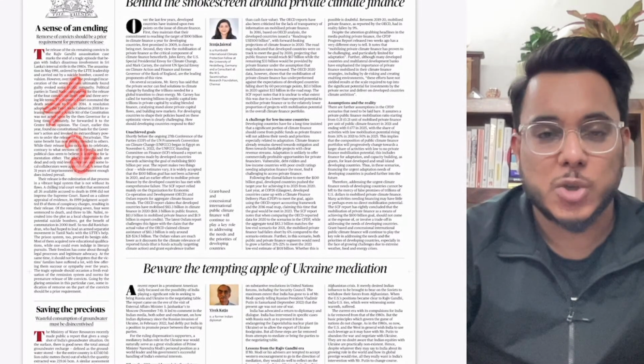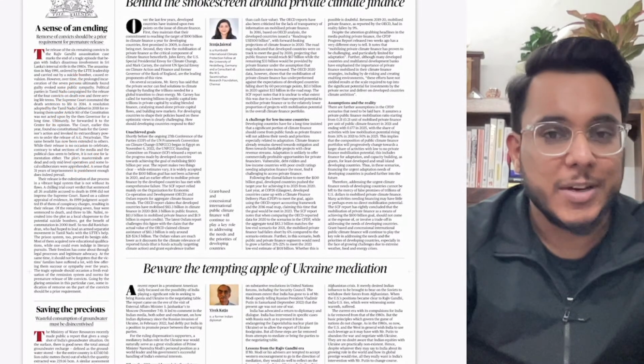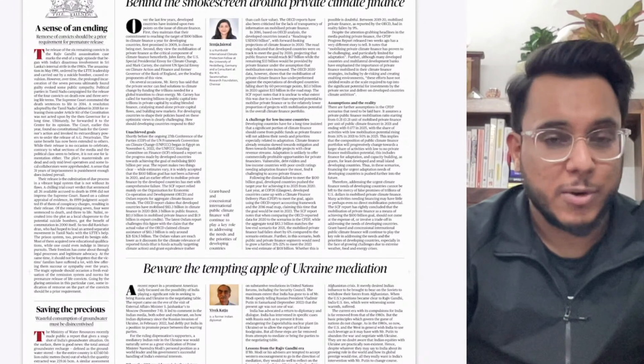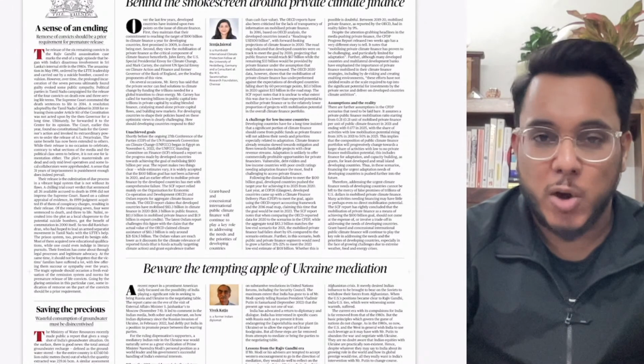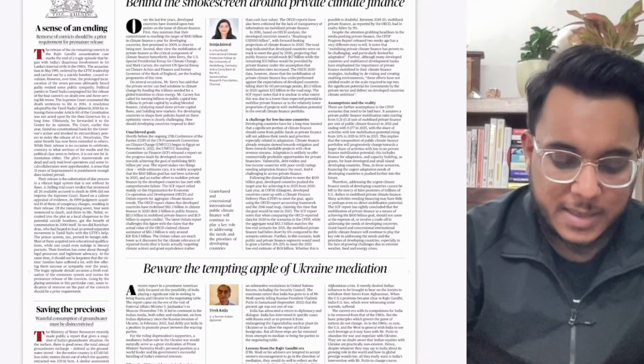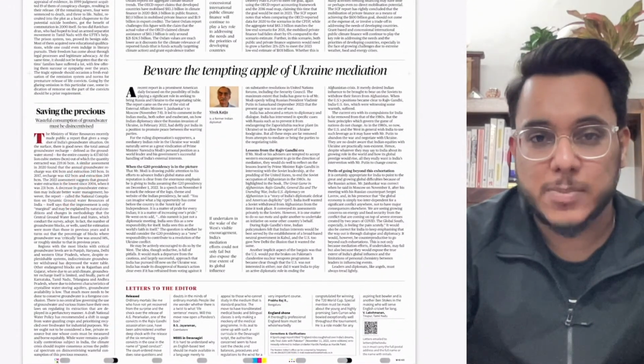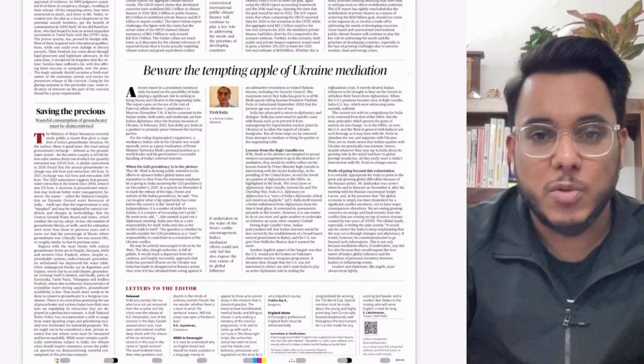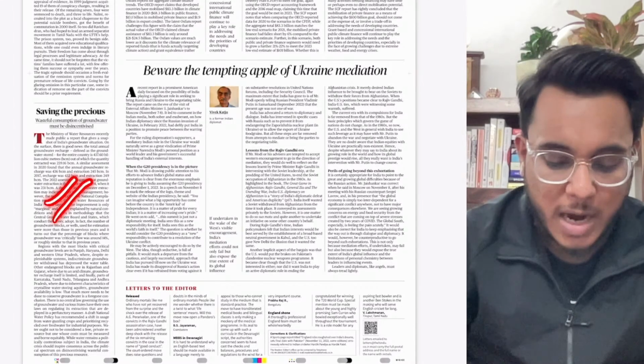This particular article is talking about the recent release of the convicts in the case of the assassination of former Prime Minister Rajiv Gandhi. Then saving the precious. This particular article talks about the recent report that has been released on the groundwater condition. So we'll see this particular article.